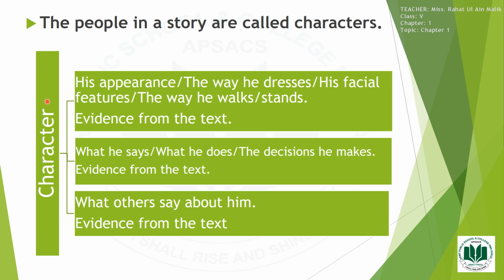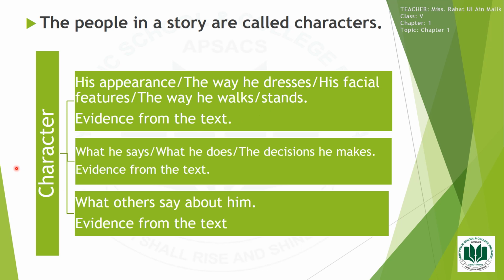Now when we talk about the characters, or when we identify the traits of characters, what are some of the things that are to be found? First, the appearance of the character, the way he dresses, his facial features, like his or her skin is tan in color, you see, blue-eyed boy and something like that. The way he walks or stands. So our character must contain a description of the appearance, the way the character dresses, his or her facial features, the way he walks or stands.